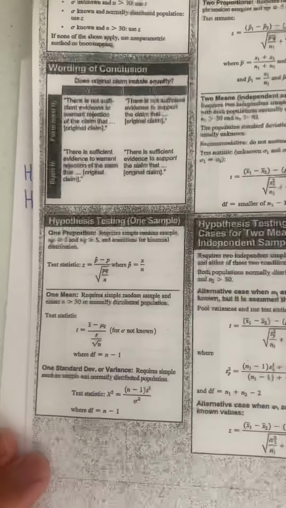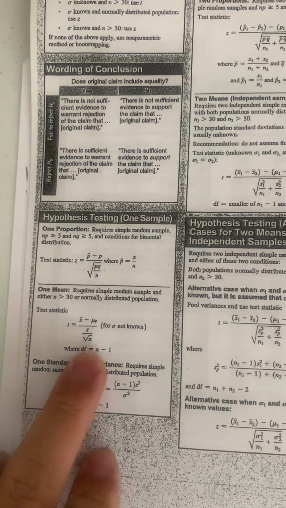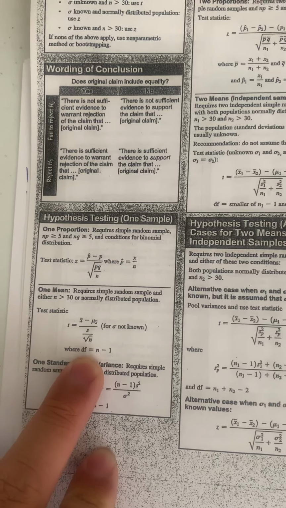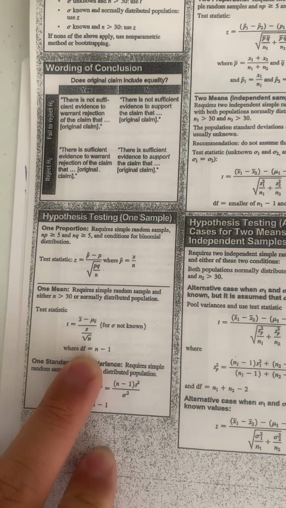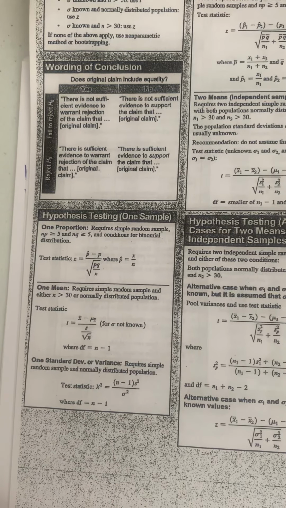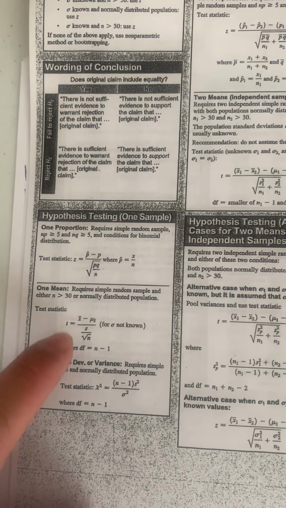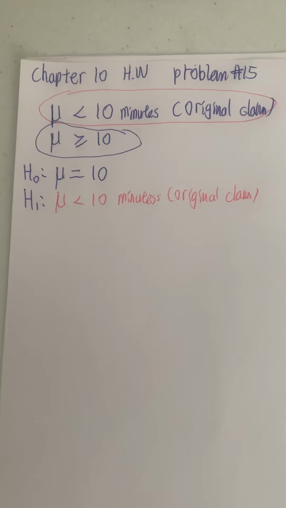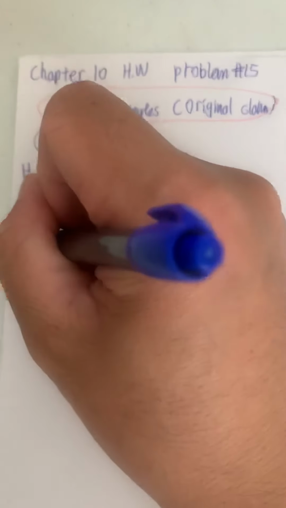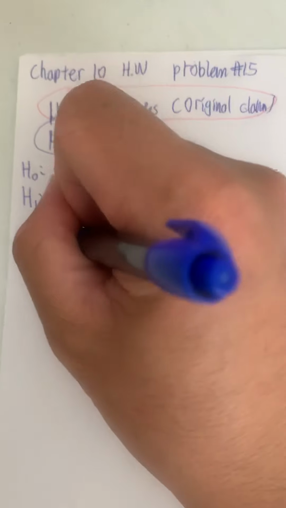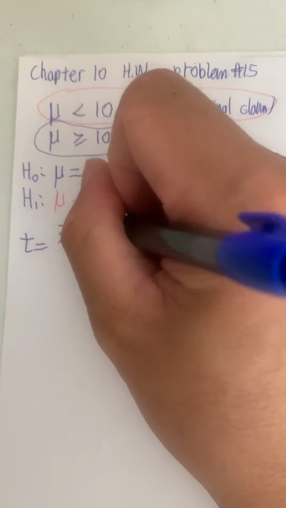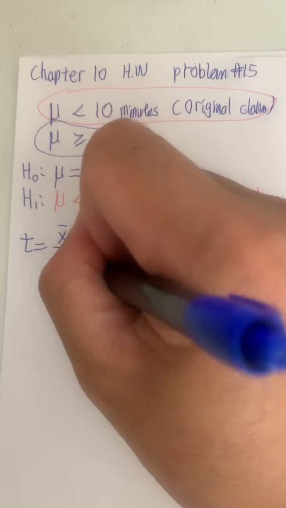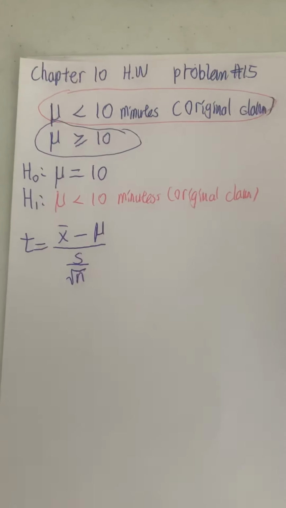And to solve by hand the one mean, you want to use this formula here, because they never give you the population standard deviation, right? So I want to use this formula. It is t equal to x bar minus mu, where mu is the mean for the x bar, over s over square root n.